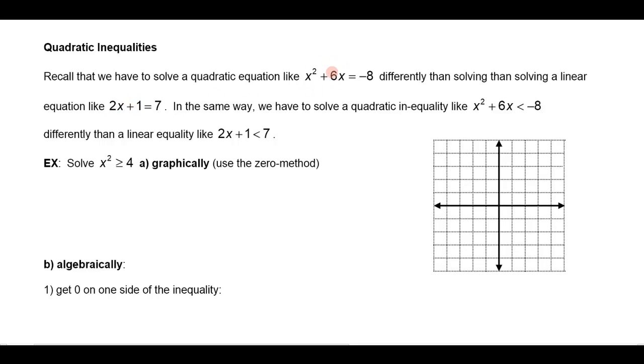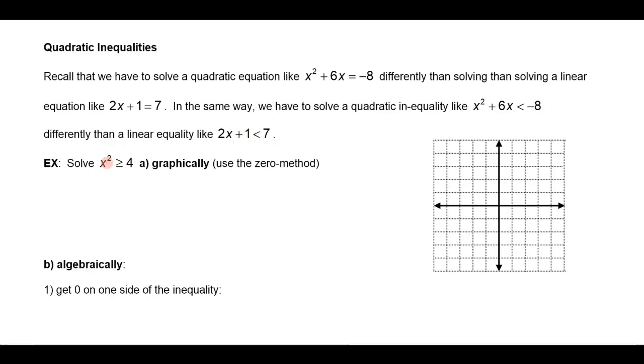But when I have a quadratic equation, I have to get 0 on one side and then factor it and set the factors equal to 0. All right? Well, in the same way, when we solve a quadratic inequality like this, we do it very differently than when we solve a linear inequality like this here.